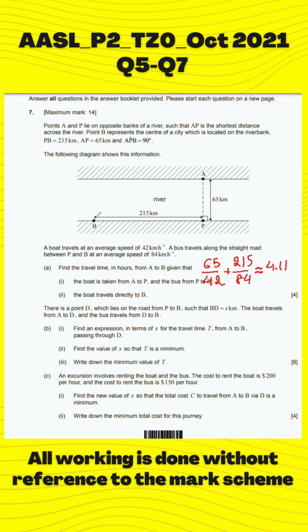Now it will travel direct from A to B. So first we must find the distance from A to B. This is a right triangle, so AB will equal the square root of 65 squared plus 215 squared. And then we need to find the time by dividing by the speed. The speed of the boat is 42, so we have this one divided by 42. So it's nearly 5.35.